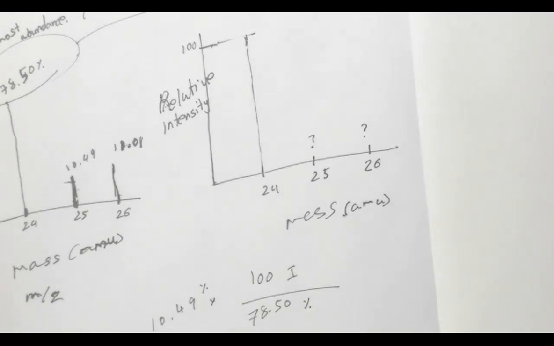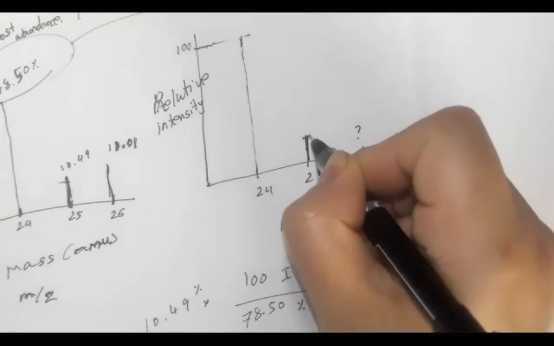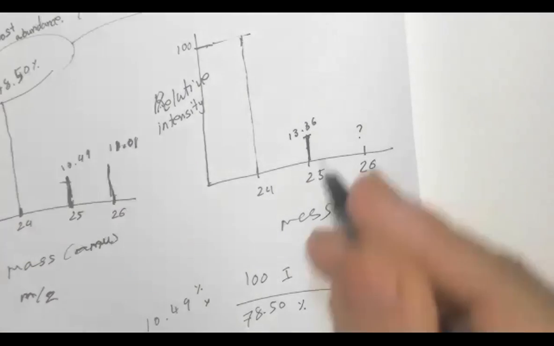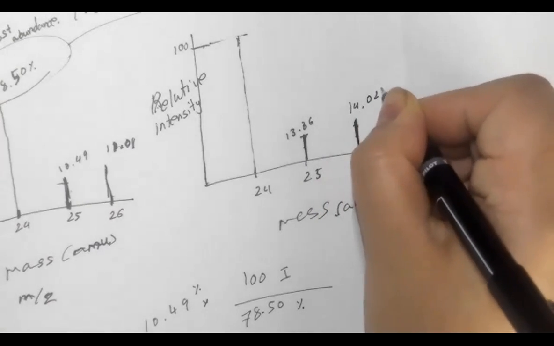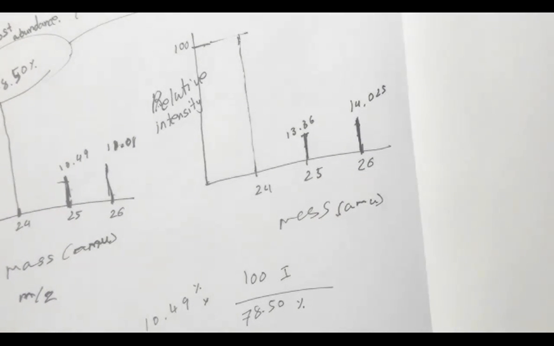10.49 divided by 78.5, then times 100. So we're gonna get 13.36. So somewhere like that, 13.36. And then the other one, same thing, except you're gonna replace that with 11.01. So you're gonna get a little bit higher, which makes sense. That's gonna be 14.025. Okay, any questions? Now let's talk about part and whole.